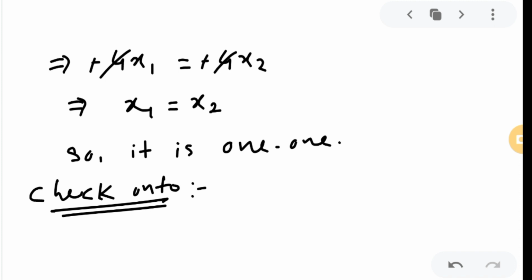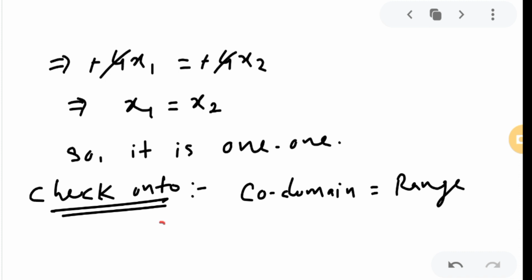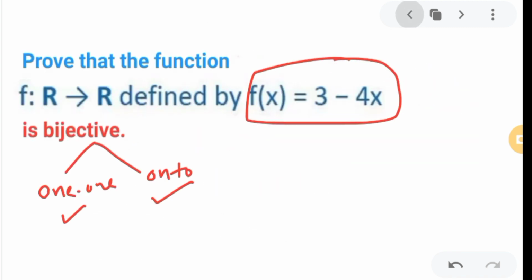Correct? So onto means simple. In simple terms, if codomain is equal to range, then you will tell that it is an onto function. Correct? Now I will check. If you see in the question, codomain means the elements present in the second set, that is R, from R to R. So this is domain and this is codomain.